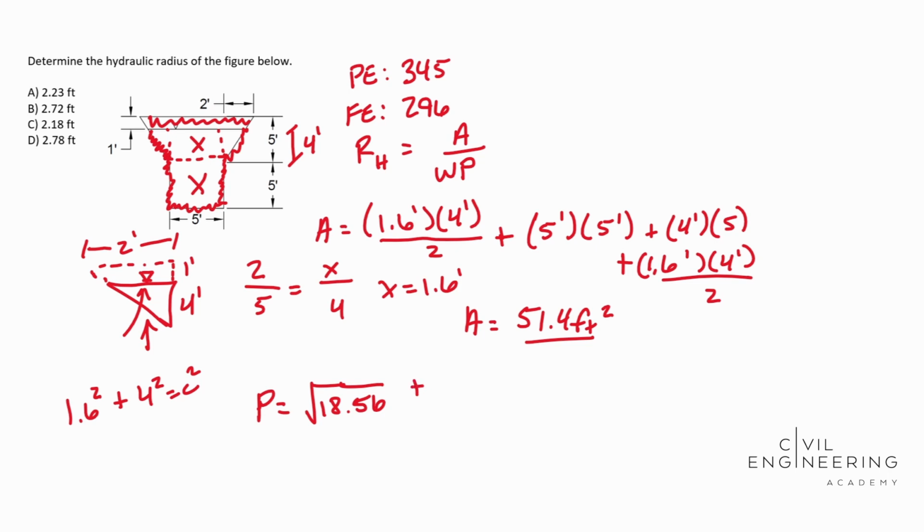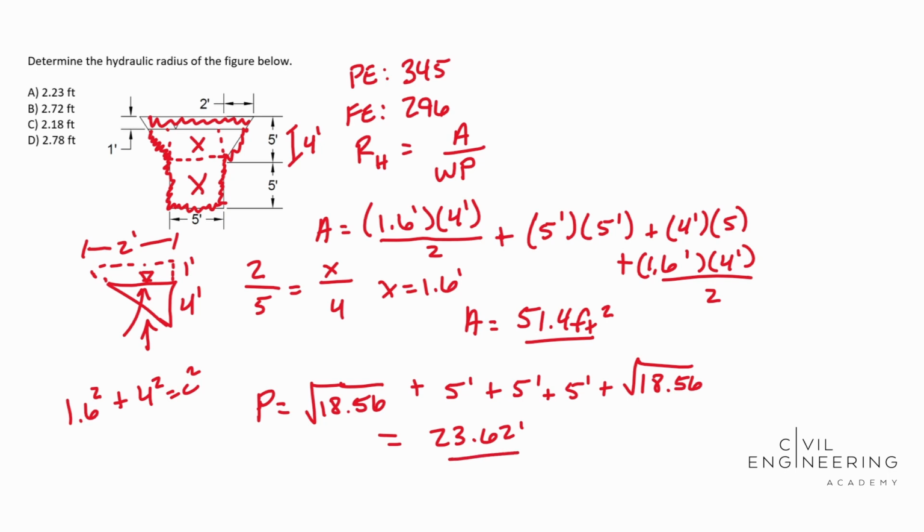And then we're going to add our next side, which is 5 feet. Okay, and then we're going to add the bottom of our channel, which is 5 feet, the other side of our channel, which is 5 feet, and then we add that square root again, so 18.56, boom. And so your perimeter should end up being, let's see, 23.62 feet.